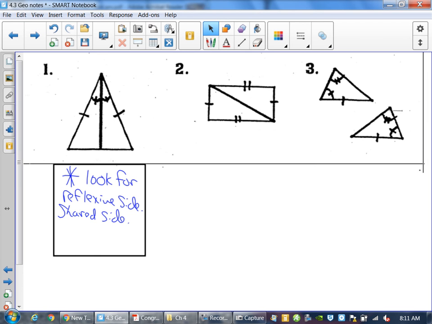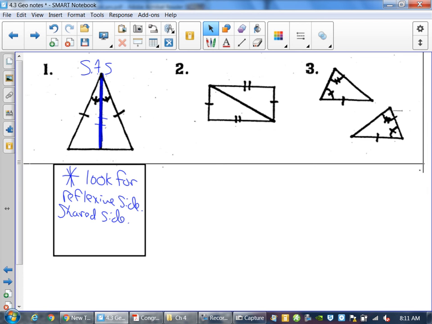So if I'm looking at number 1 here, see this side right here between the 2? It overlaps between 2 triangles, so isn't it congruent to itself? That means I can put tick marks on it, because it's reflexive. It's shared. So by doing that, what do you get? SAS. You have side angle side. That's what that looks like.